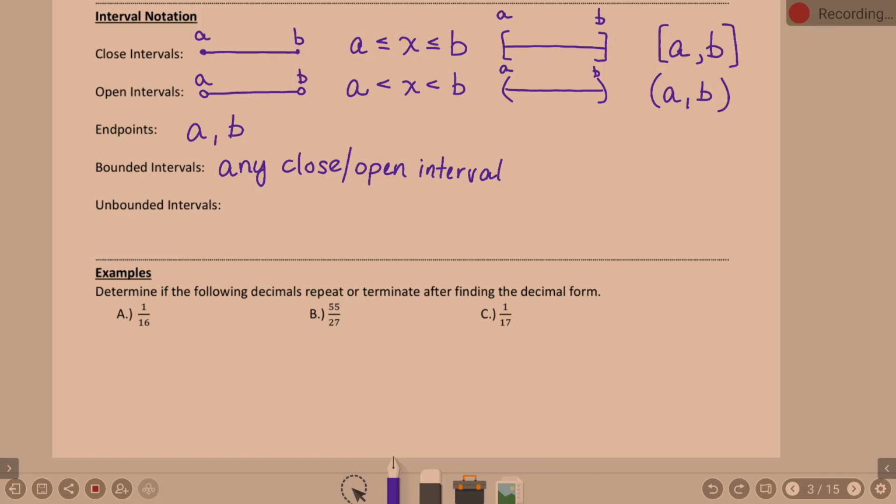Now, bounded intervals are the ones that have an endpoint on either end. What's an unbounded interval? One that goes forever either one way, the other way, or both ways. So they're ones that are going to use infinity, one way or the other. Whether it's something that goes to the right and uses positive infinity, or something that goes to the left, and if something goes to the left, it's going towards negative infinity, right?